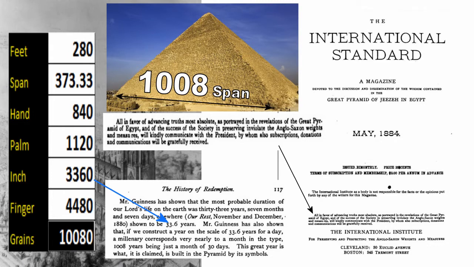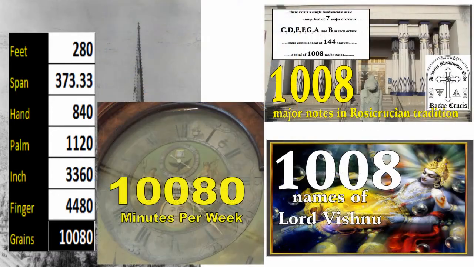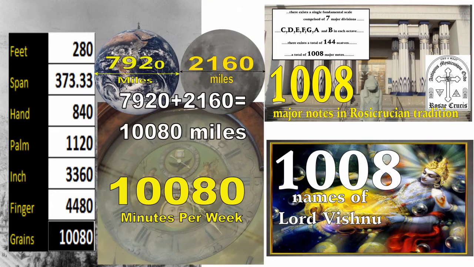You can pause this to read it a little bit more, but also 1008 years, 336 as well, and the Great Pyramid itself 756 feet, being 1008 span. But another nice point about that number is that there are 10,080 minutes per week. In Eastern tradition, Rosicrucians also hold this number of very high importance. And it's also interesting to note that the circumference of the Earth plus the circumference of the Moon is 10,080 miles.